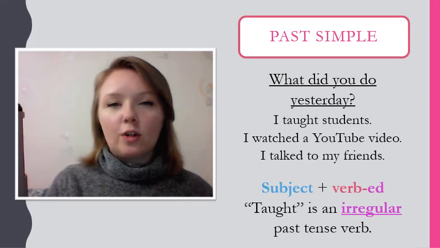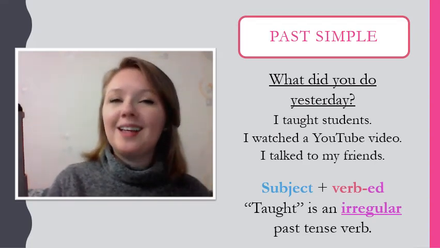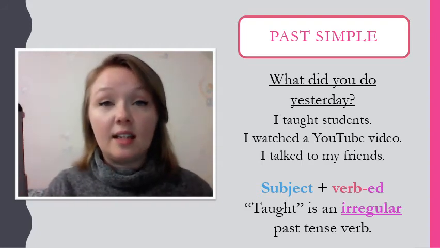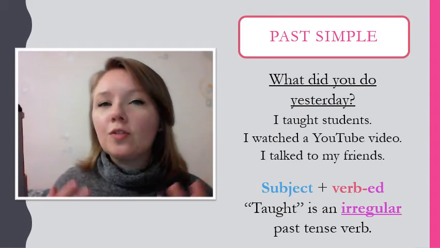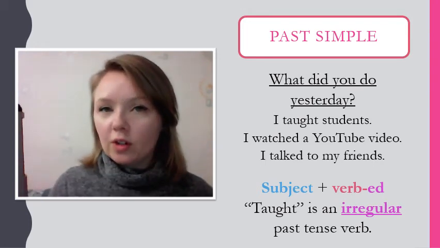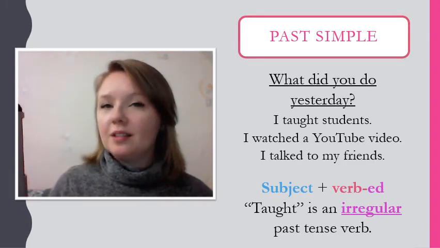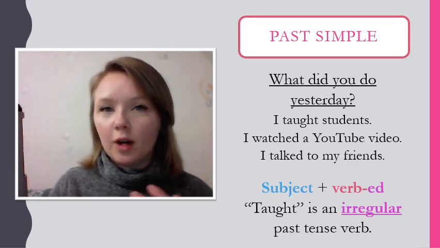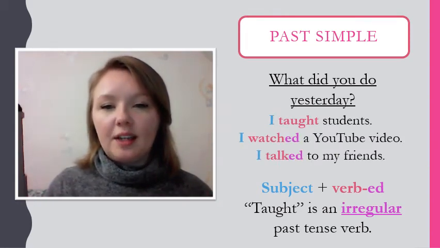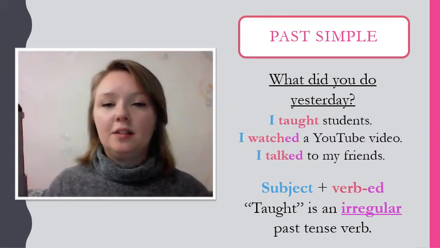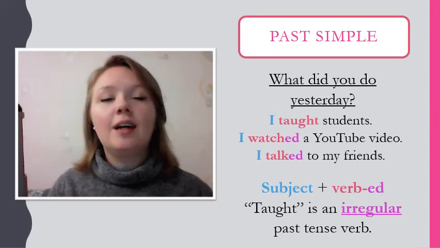So in this verb tense, we usually have subject plus our verb and ed. We can just add ed to most verbs. But there are a lot of irregular or not normal verbs in English, like taught. Teach becomes taught, not teached, right? And here we can see all together, I taught students, no ed, irregular verb. I watched, I talked.